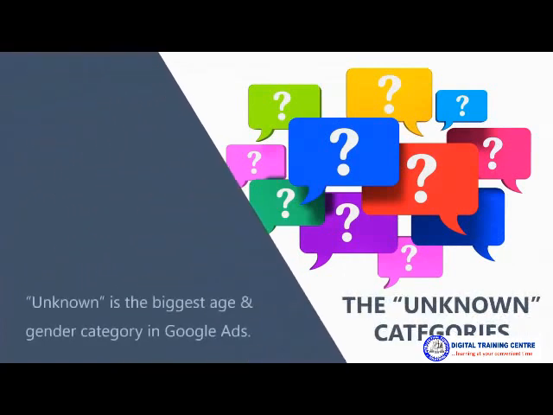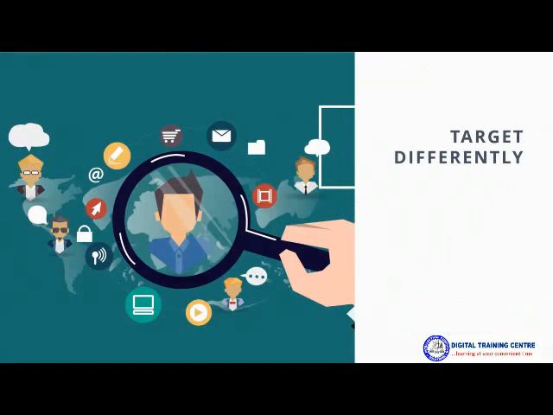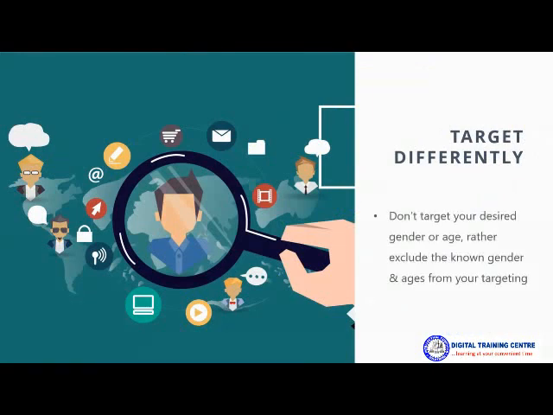And something very good to be aware of is that within Google Ads, the biggest targeting group in the gender and age categories are actually what they call unknowns. So they don't know the gender and they don't know the age of these people. Now, this might only be something that crops up for specific businesses, with very specific gender and age targeting. But the solution to that is to try and target differently. So don't target your desired gender or age, rather exclude the known gender and ages from your targeting.